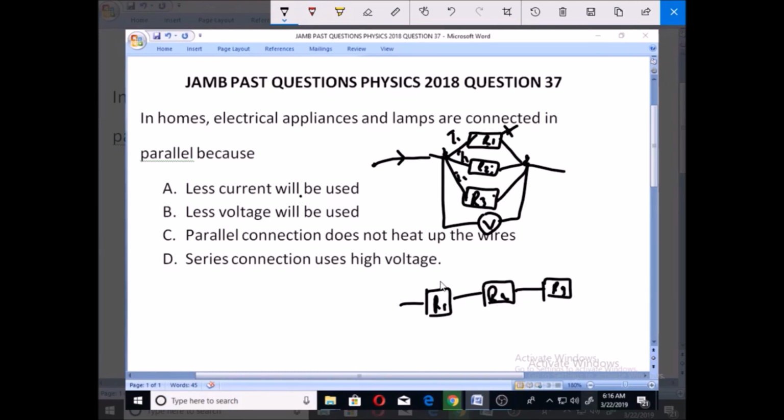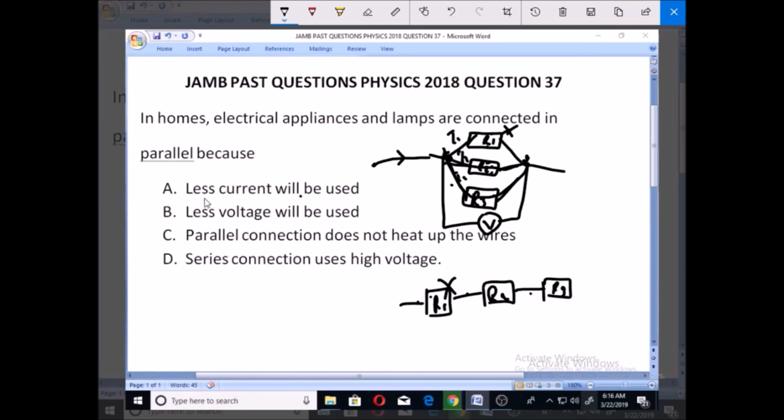You find out that if this one is bad, then current cannot flow past this to work on these ones. So you find out that many of the electrical appliances and lamps are done with this parallel connection, because if this one is not working, there's still a path to the circuit across like this and like this. So parallel connection is always good.